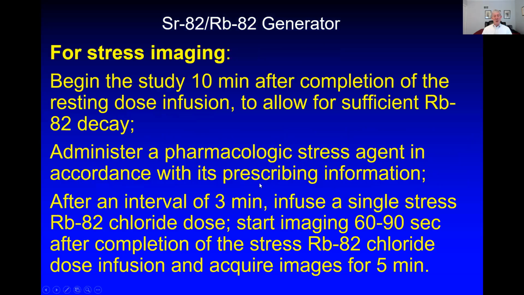For stress imaging, first thing we have to do is wait at least 10 minutes after completion of the rubidium study. That's just to make sure that all the rubidium is gone. Then we will give the pharmacologic stress agent, whatever the physician chooses to use, in accordance with the prescribing information. And then we will repeat what we did before. Give the pharmacologic stress, we wait the 3 minutes, we give the rubidium, we wait the 60 to 90 seconds and start the camera. And after 5 minutes, we are done.